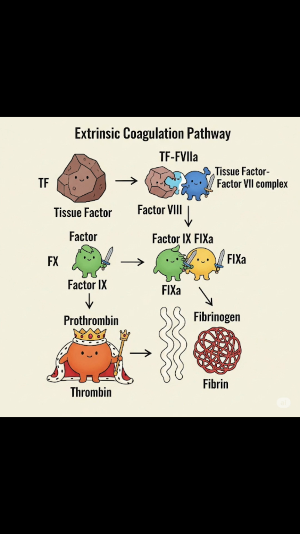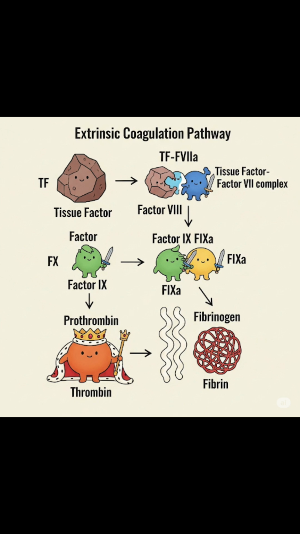The extrinsic pathway is one of the two main pathways of the coagulation cascade, the series of steps that leads to the formation of a blood clot. This pathway is initiated by external trauma that causes damage to a blood vessel. It's a rapid response that is crucial for stopping bleeding from an injury.